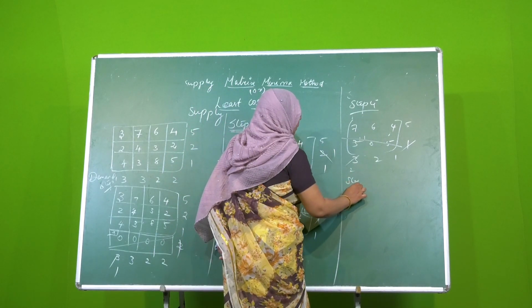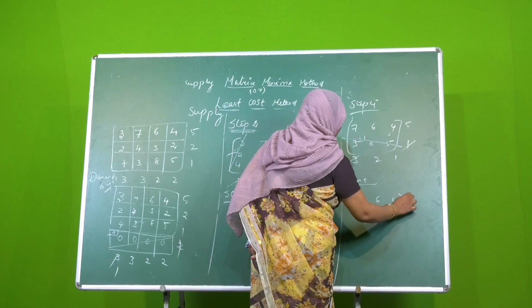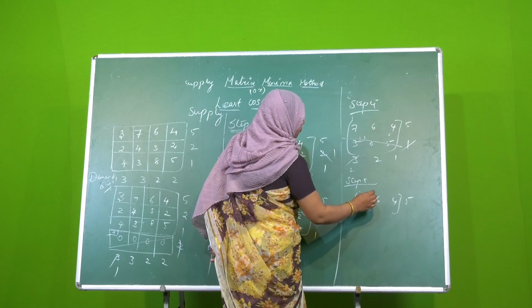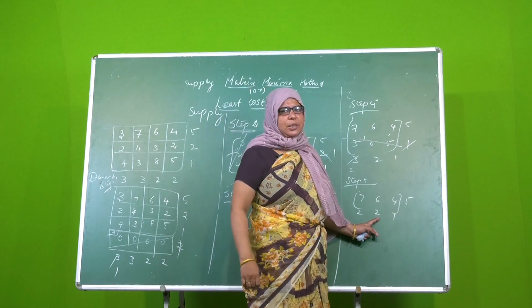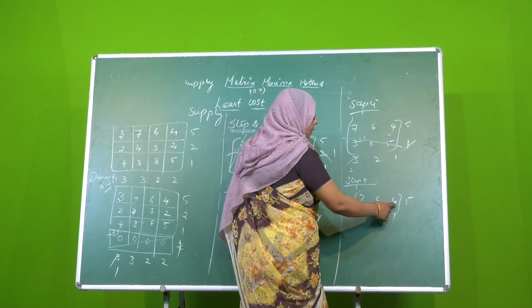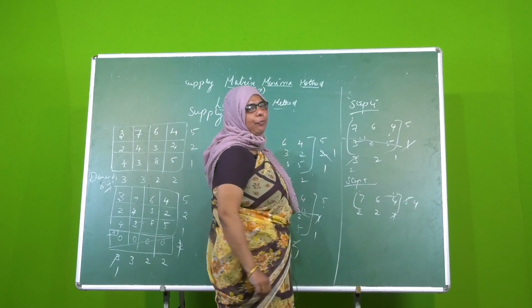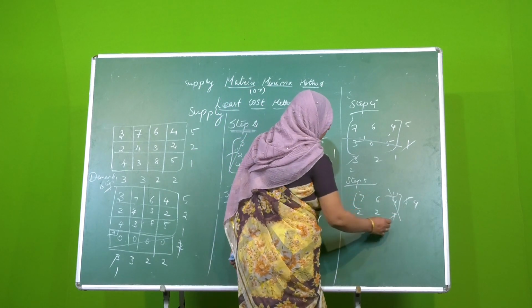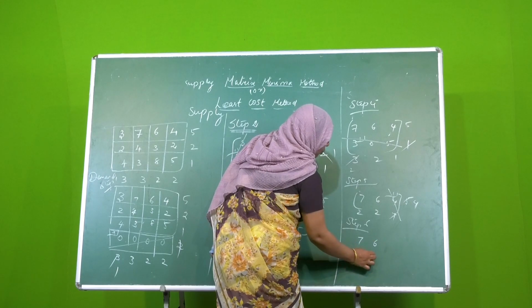Now step 5. 7 6 4 5, 2 2 1. That is 2 plus 2 is 4, 4 plus 1 is 5. What is the minimum element? 4 is the minimum element. So we allocate 1, out of 5 minus 1, 4. That element vanished. Next step 6, 7 6 2 2 4.